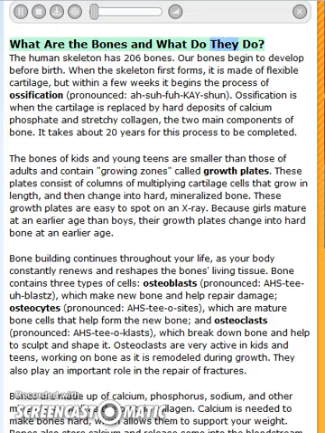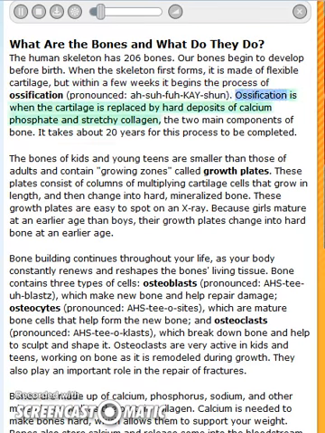What are the bones and what do they do? The human skeleton has 206 bones. Our bones begin to develop before birth. When the skeleton first forms, it is made of flexible cartilage, but within a few weeks it begins the process of ossification. Ossification is when the cartilage is replaced by hard deposits of calcium phosphate and stretchy collagen, the two main components of bone.